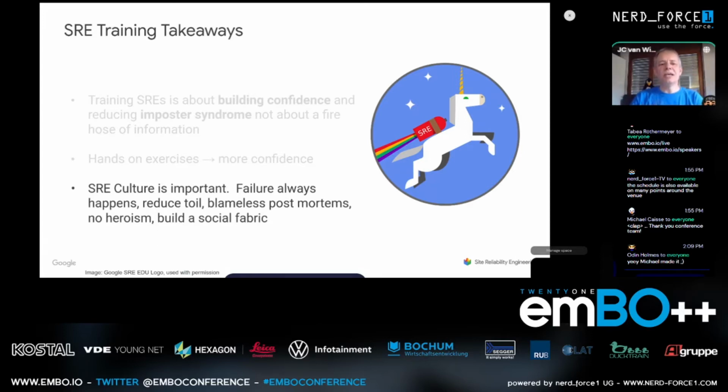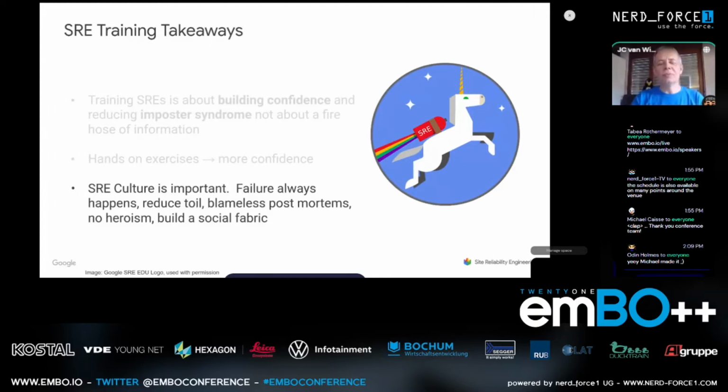Also important in the SRE culture is no heroism. Heroism is having someone on the team who is always there to save the day, a Superman or Superwoman who always is there to fix the thing. The problem is teams tend to rely on that hero always being there.